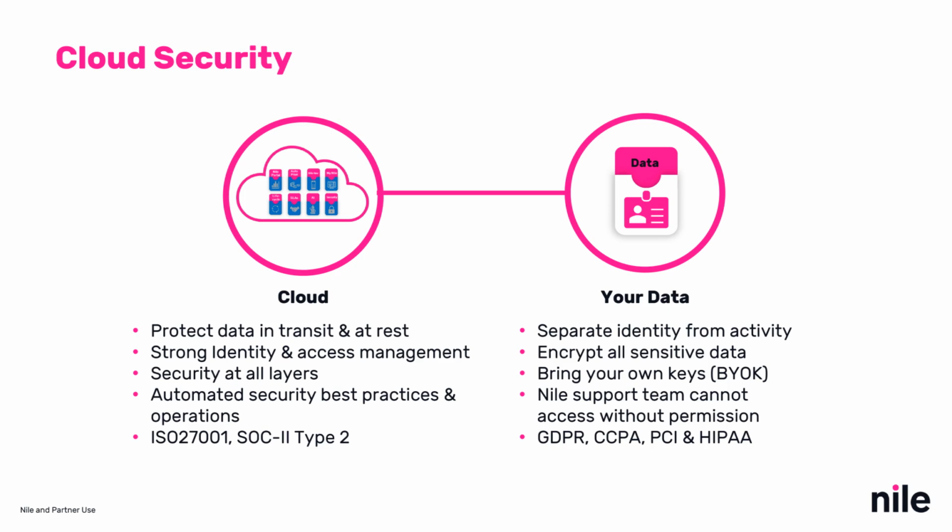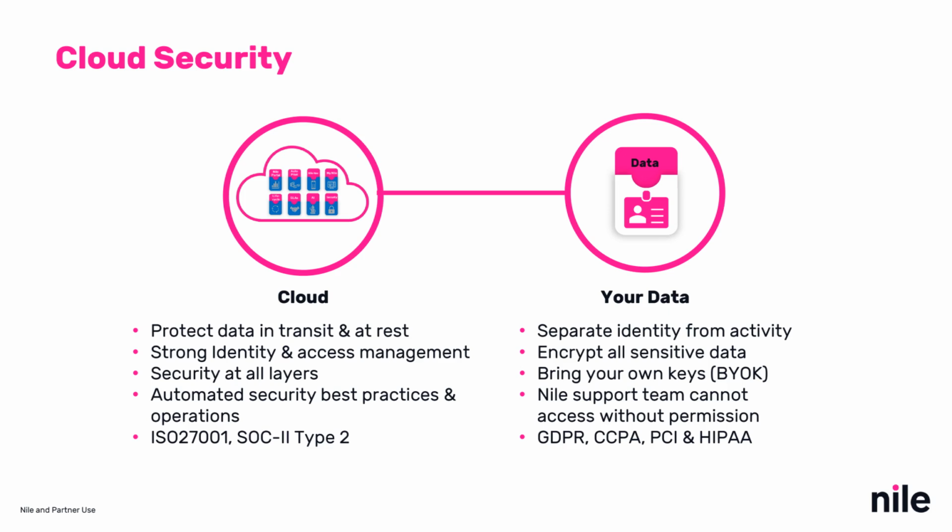Security is embedded across all layers of the cloud infrastructure, from the network to the application and data layers, providing a defense-in-depth approach. To further strengthen security, Nile leverages automated best practices that include continuous monitoring, threat detection, and rapid response mechanisms. These automated operations ensure consistent enforcement of security policies while maintaining system integrity. Nile's adherence to internationally recognized standards such as ISO 27001 and SOC 2 Type 2 validates that its processes and infrastructure meet the highest security and compliance benchmarks.